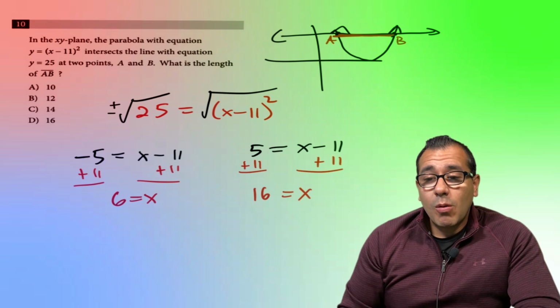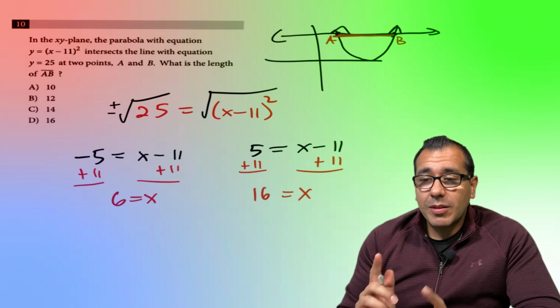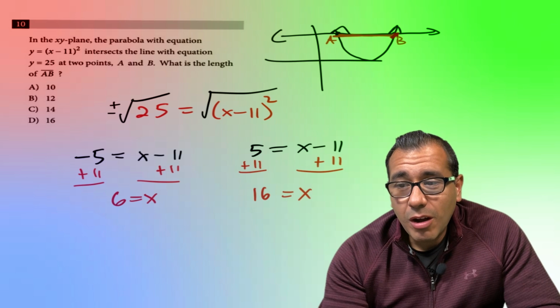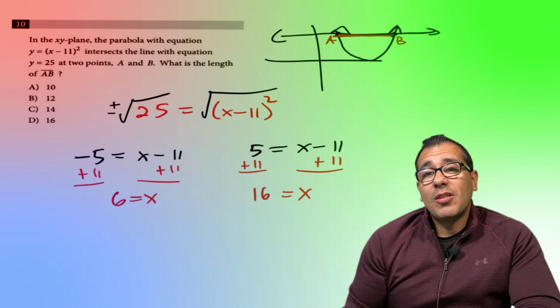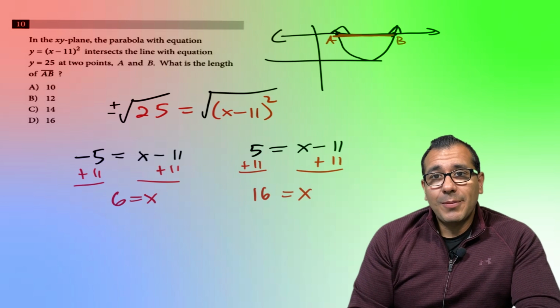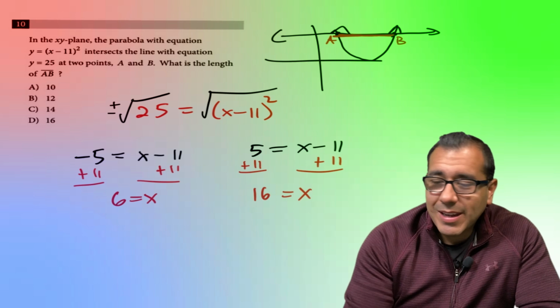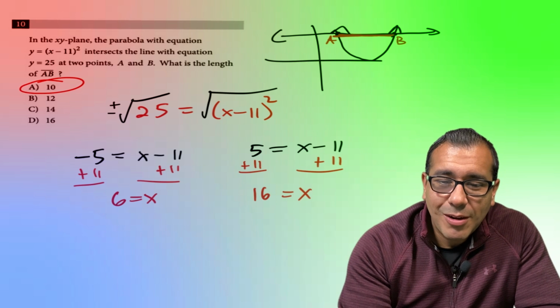So again, what we're looking for is how far apart these 2 points are. Well, if this is at the point (16, 25), and this is at the point (6, 25), all I need to do is subtract those x distances, right? So 16 minus 6, and that's how I get that distance of 10 right there.